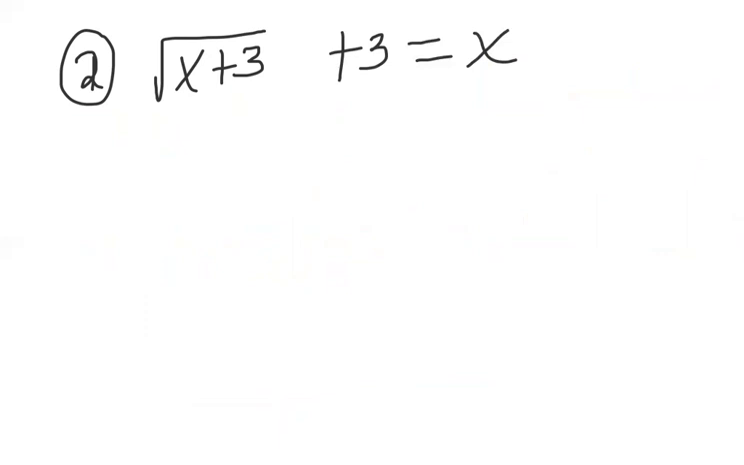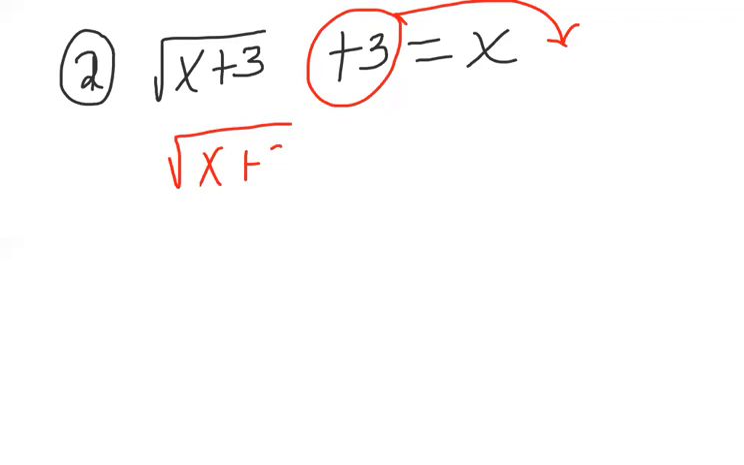Okay, guys, first step, isolate the radical. Get the radical by itself. So we're going to take the positive 3, move it over to the right. So we get the square root of x plus 3 is equal to x minus 3. So now the radical has been isolated. So now we can go ahead and get rid of the radical by squaring both sides.